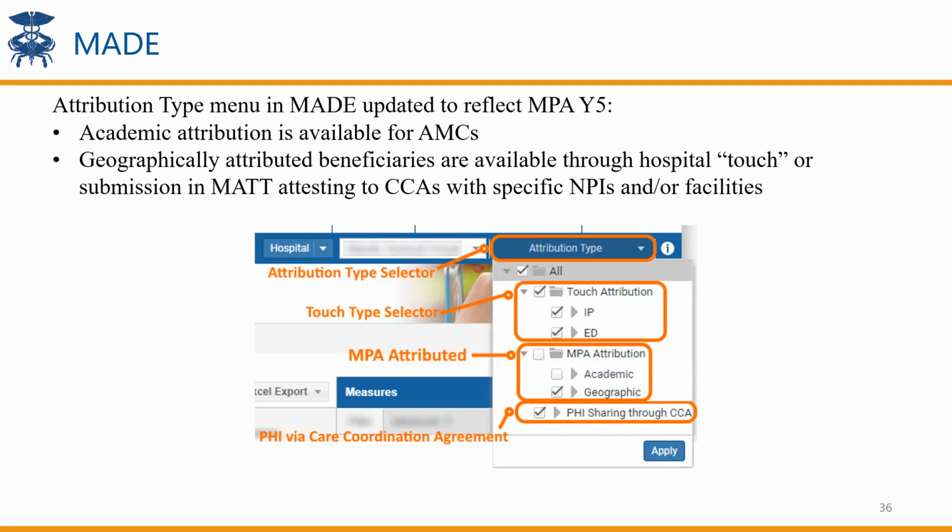Again, this is not a complete listing of your MPA population, but rather the MPA population in which you have the ability to view their PHI under either of those touch or those CCA agreements with specific MPIs or facilities. And then lastly, you can just view the patients whose PHI is available to you under a care coordination agreement.